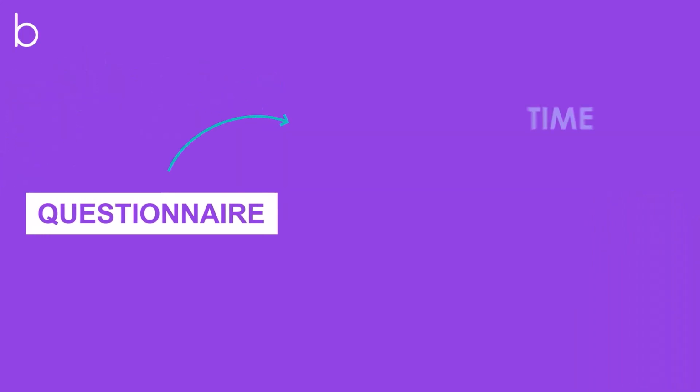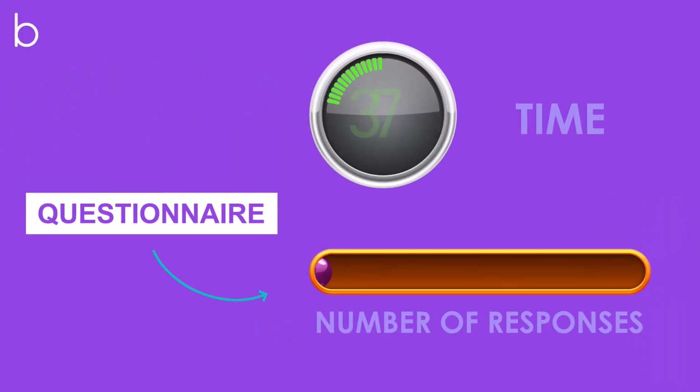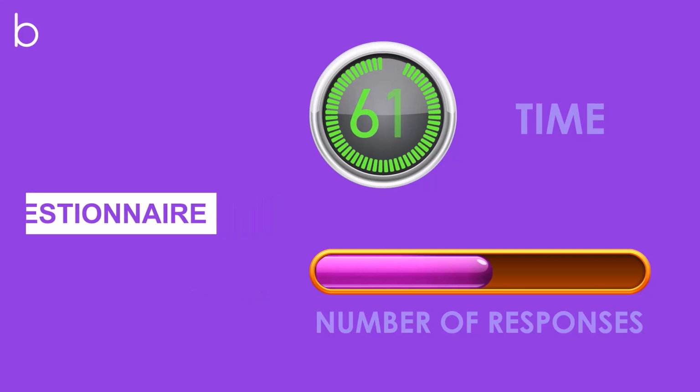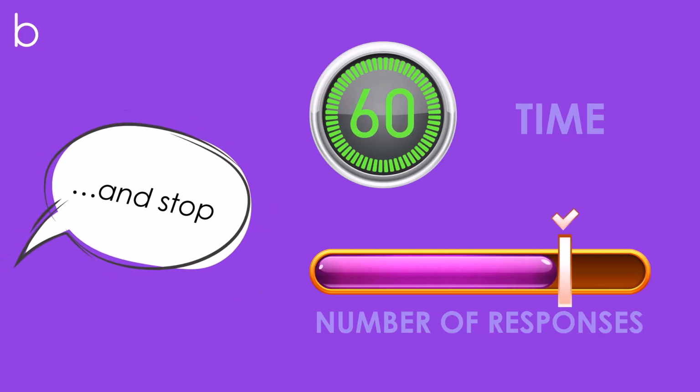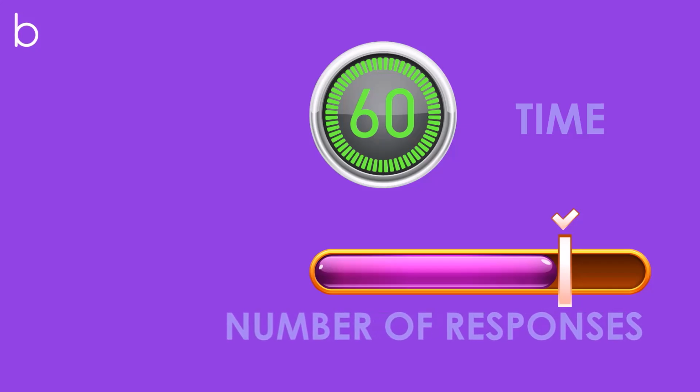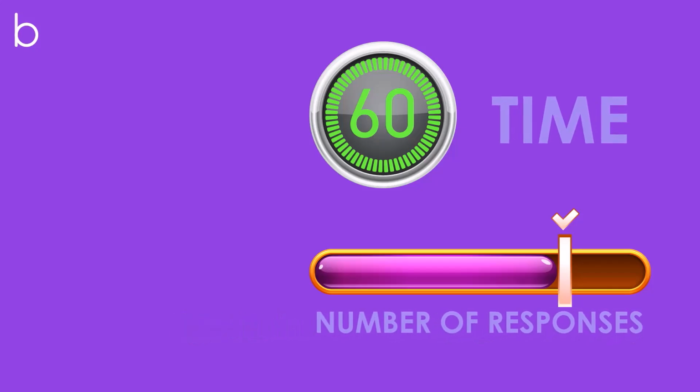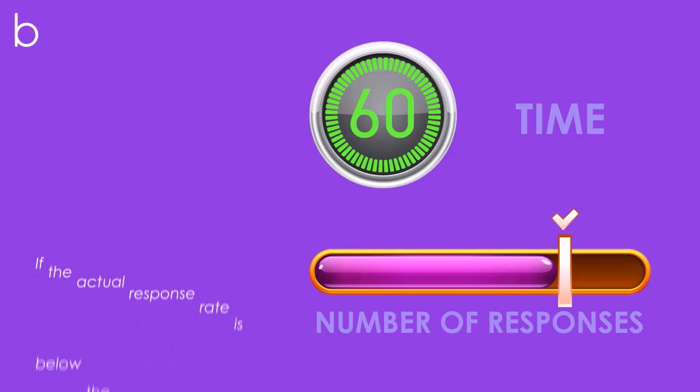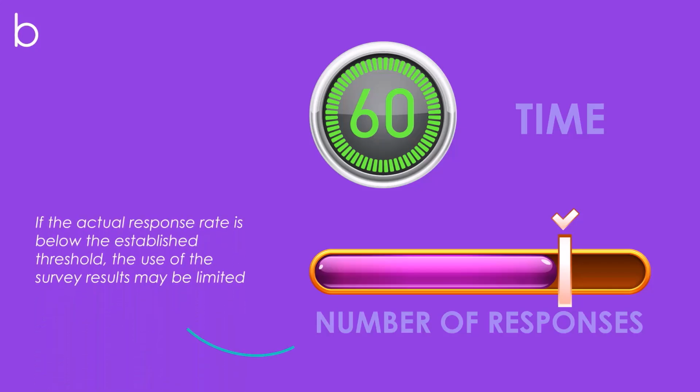A successful survey requires a target response rate and a timeline for obtaining a sufficient number of responses. It is important to determine an acceptable response rate, as well as to determine when the survey should be completed or considered finished. If the actual response rate is below the established threshold, the use of the survey results may be limited.